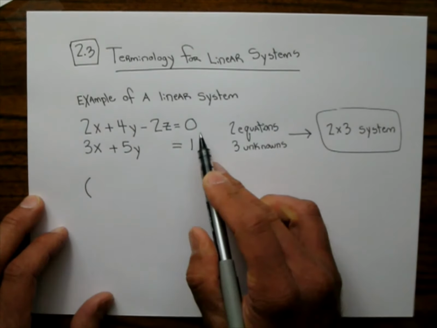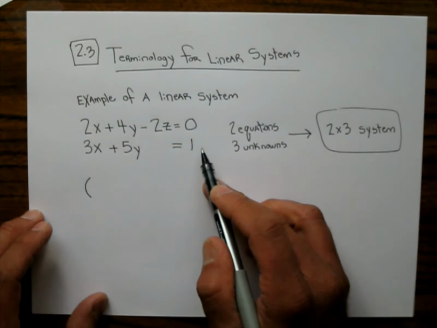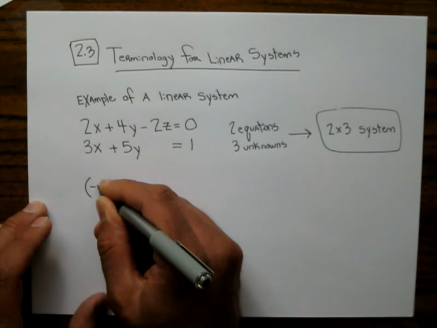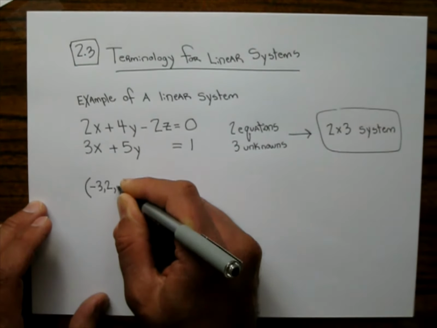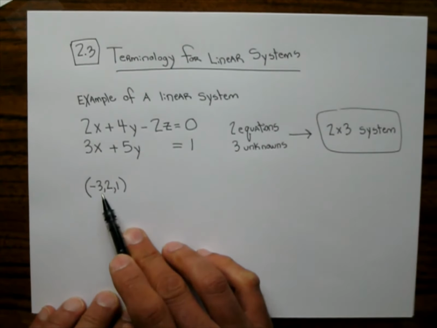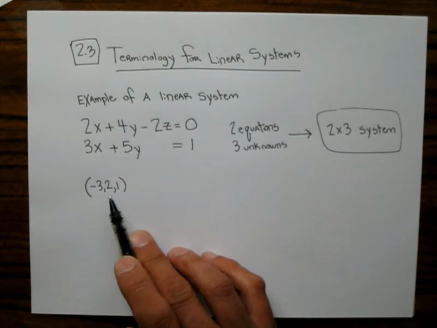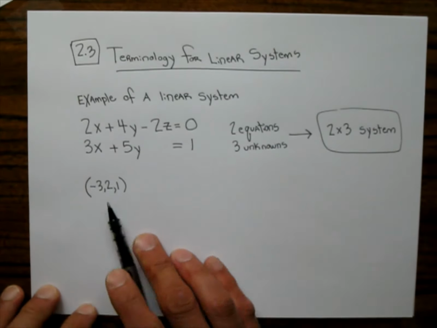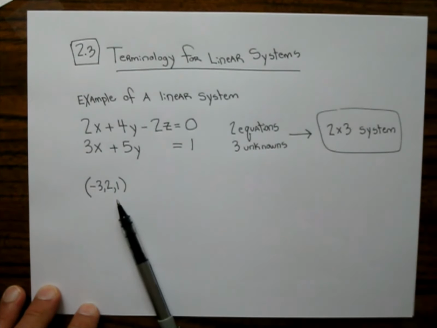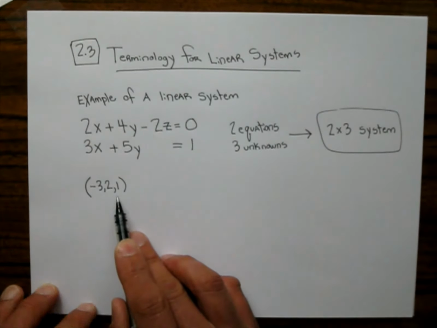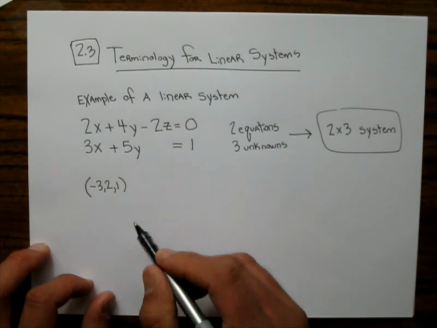This system is going to have solutions, and some points in 3 space are not going to be solutions. So let's take a look at this: (-3, 2, 1). Books might say verify if that is a solution. How would you figure this out? Well, -3 is x, the second coordinate is y, and the third coordinate is z. So you plug those into both of the equations. I'll do that right now.